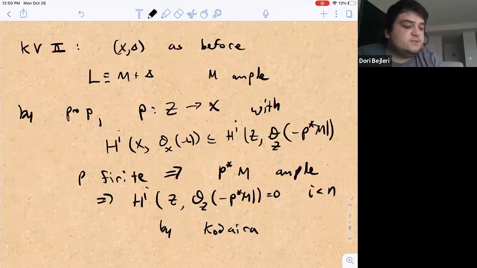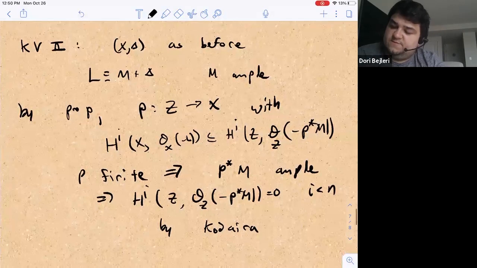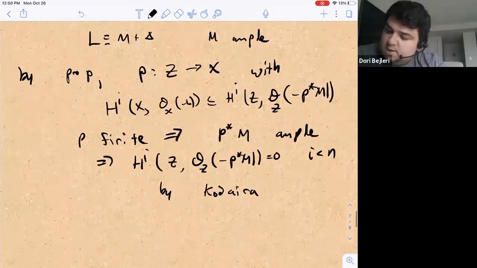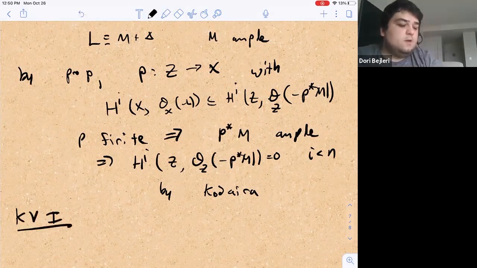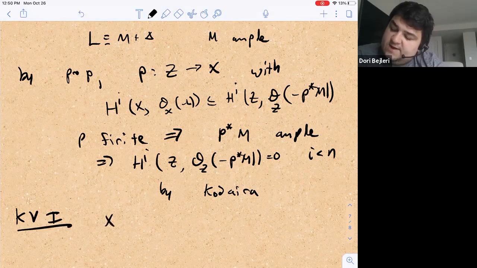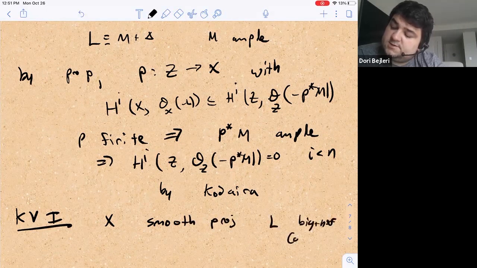So next we want to use this to prove Kodaira vanishing for big and nef. So this is Kawamata-Viehweg vanishing 1. So now we don't have a boundary. X is just smooth projective, and L is a big and nef Cartier divisor.